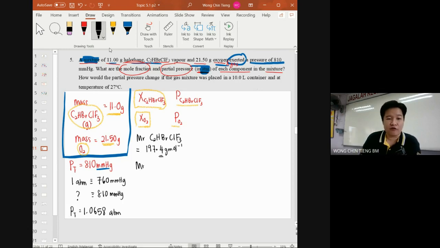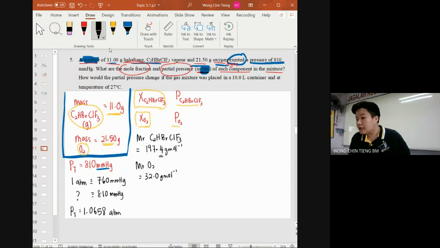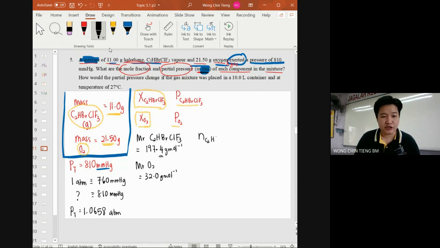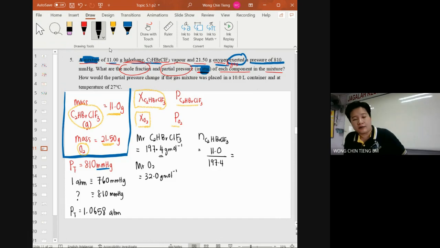And then the molar mass of your oxygen gas. For those who've done it, I'm sorry, it's not oxygen, it's oxygen gas. My bad, definitely. 32.0 gram per mole. Agree? Okay, settled there. Next thing that we want, definitely the number of mole for each and every one of them. So the number of mole of your C2HBrClF3 will be equal to the mass, 11 gram, over the molar mass. Then you will have the number of mole of your haloalkane.